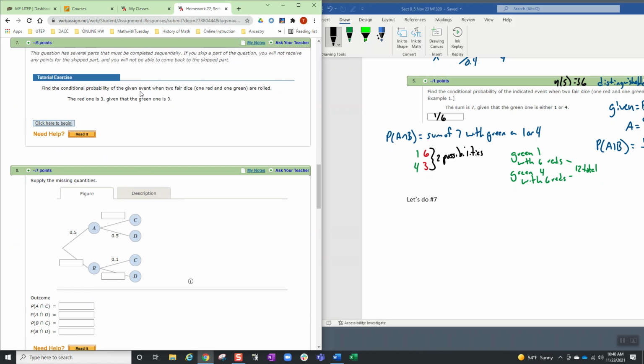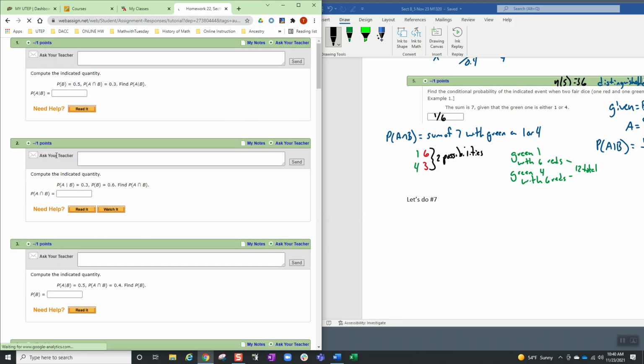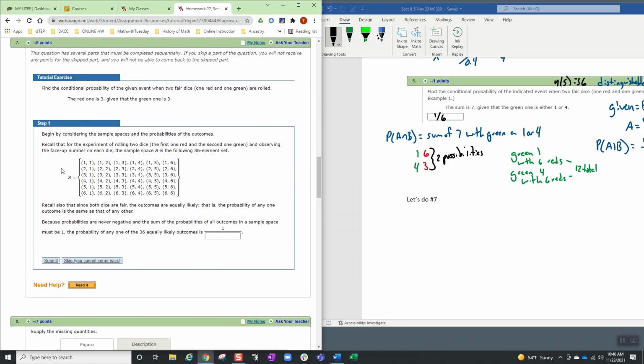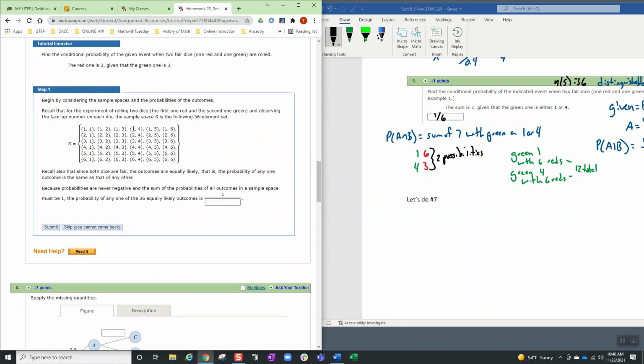Find the conditional probability of the given event when 2 fair die are rolled. The red one is 3, given that the green one is 3. All right, so it's going to be very similar, only a little less going on in terms of the steps. Let's take a look. This is super helpful for the problem we just did.